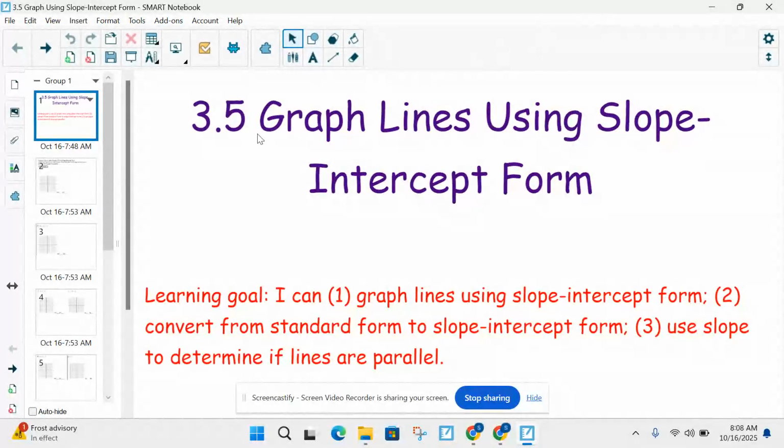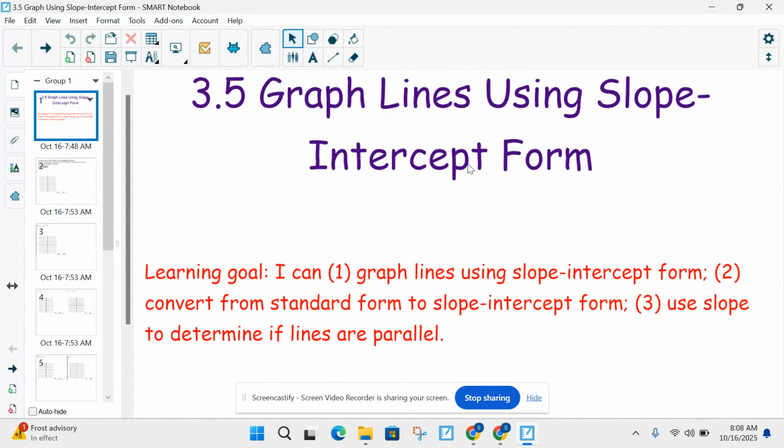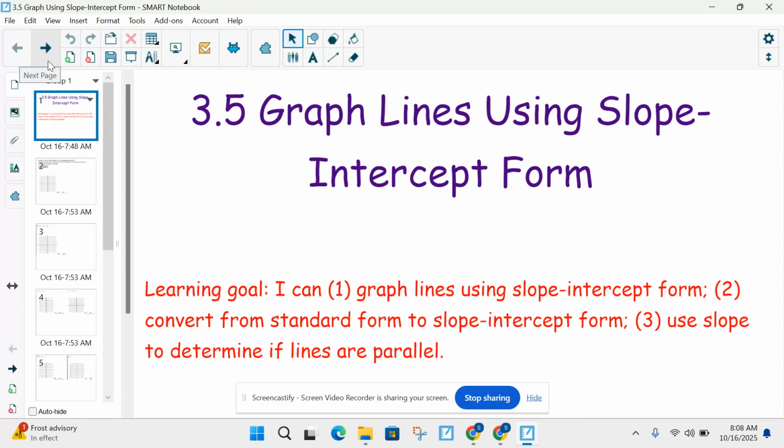Hello everyone, this is lesson 3.5. Today we're going to learn how to graph equations in slope-intercept form, also convert from standard form to slope-intercept form, and use the slope to determine if lines are parallel.